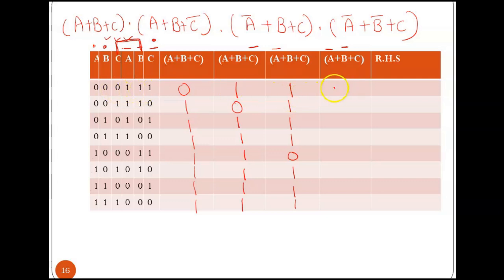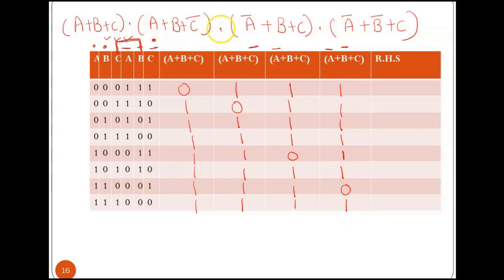0, 1, 1 is 1. Then 1, 1, 1, 1. Then 0, 1, 1, 1. 1, 1, 0 is 1. Then 0, 0, 1 is 1. Okay, and then 1, 0, 1 is 1. 0, 0, 0 is 0. And then the last is 1.